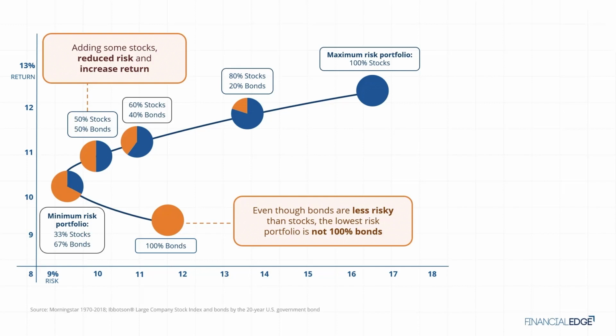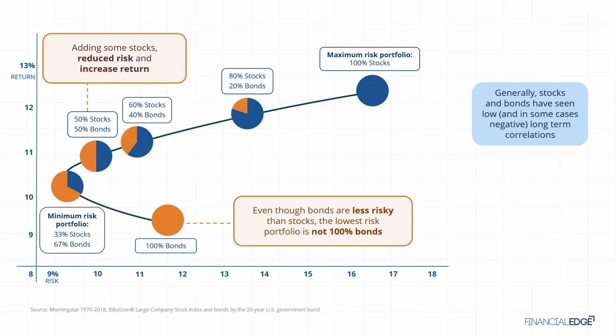The reason is that stocks and bonds have seen low, and in some cases negative, long-term correlations. For example, the correlation between global stocks and global bonds over the last 30 years is about 0.29. That is, they tend to move independently of each other. Sometimes stock returns may be up while bond returns are down, and vice versa. These offsetting movements help to reduce overall portfolio volatility.